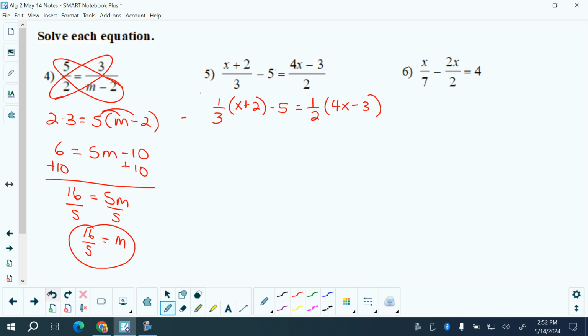So what would our least common denominator be here? 6. So we're going to multiply top and bottom by what on this first fraction? 3 times what is 6? So by 2. And then what about the 5? Easy to forget that one. By 6. So 6 times 5, and then over 6.